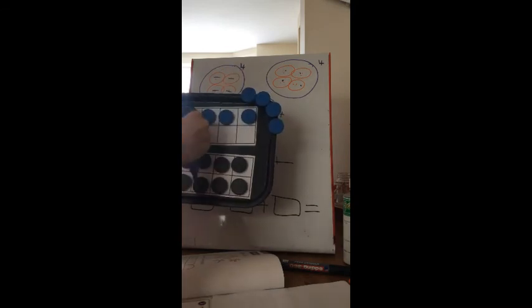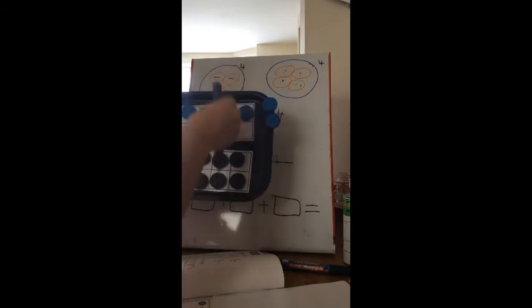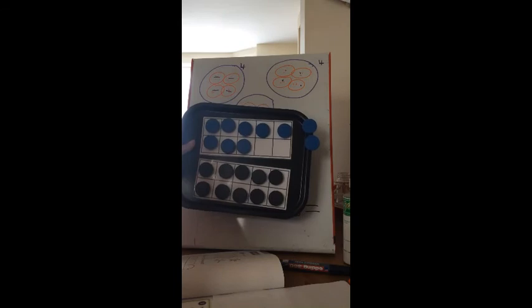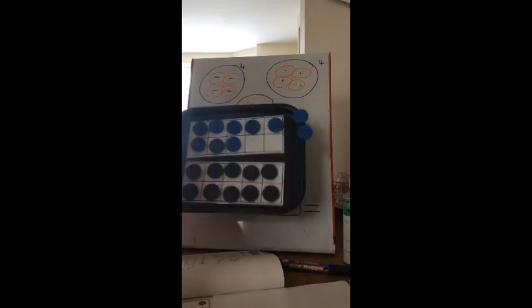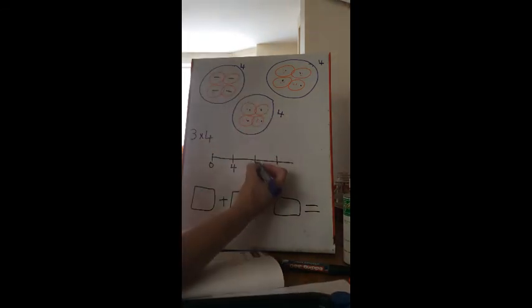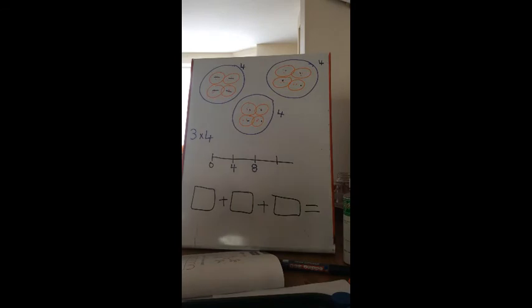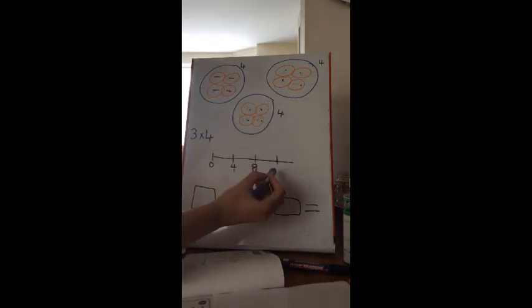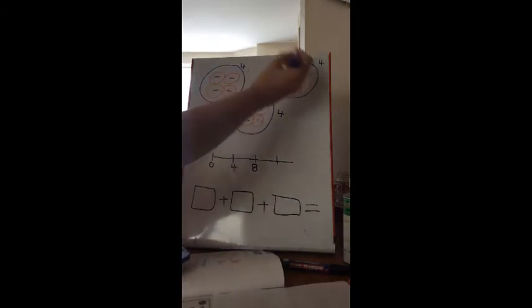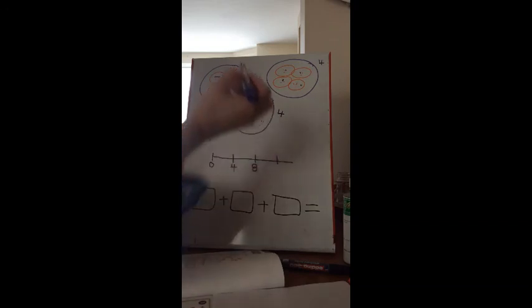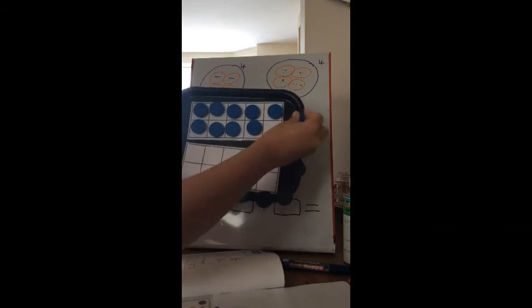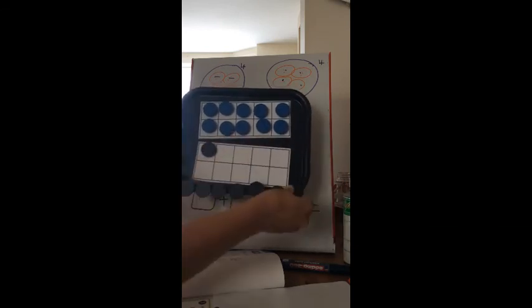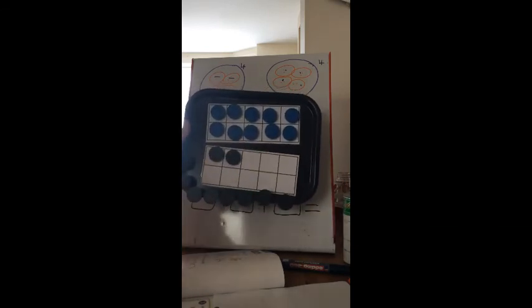1, 2, 3, 4. How many is that? We should know straight away. Yes, we have got 8, haven't we? So we know our next jump is 8. What about our next jump? So we've done 4, we've added another 4, and we've got 4 more to add. So 4 more to add on my 10 frame. 1, 2, 3, 4.